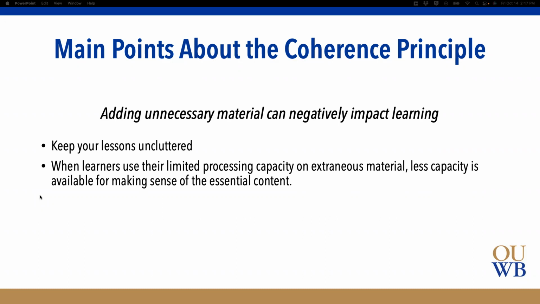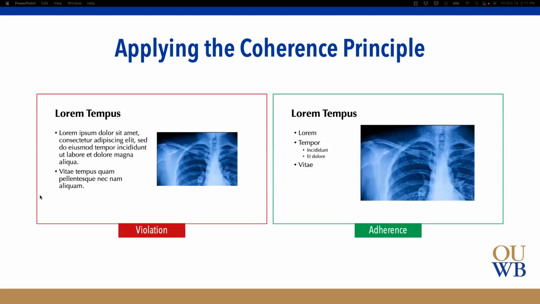So what does this look like in practice? You could probably quickly visualize what that might look like. I created a couple of fake PowerPoint slides just to show this, with extraneous on-screen text. We have two examples: a presentation on the left that's in violation of the coherence principle, and a presentation on the right, very similar, which is supposed to adhere to the coherence principle. Well, what's different? Probably pretty quick to identify.